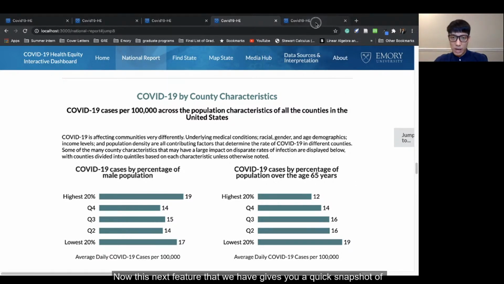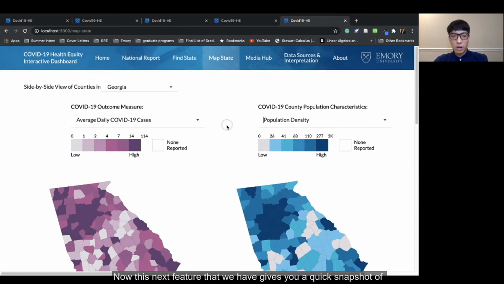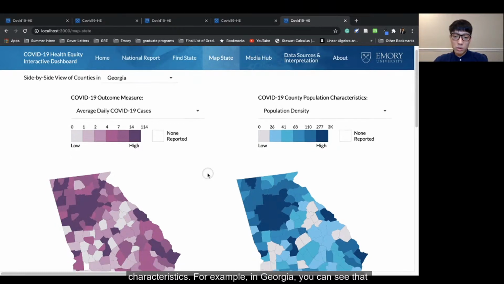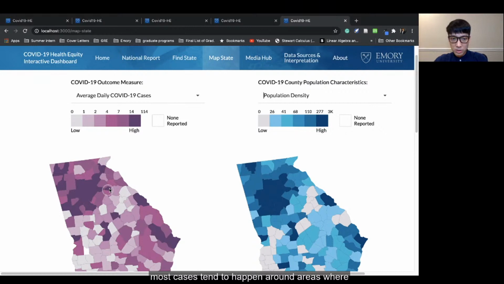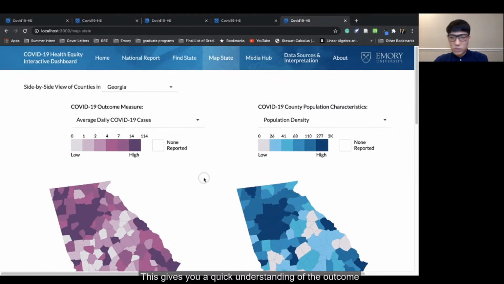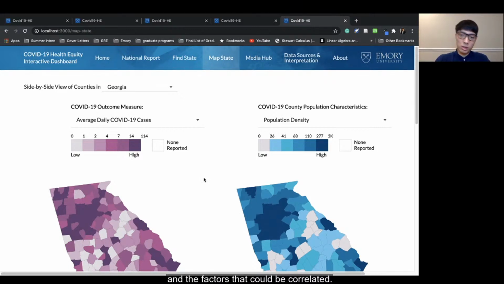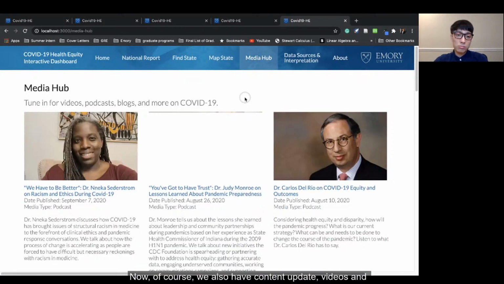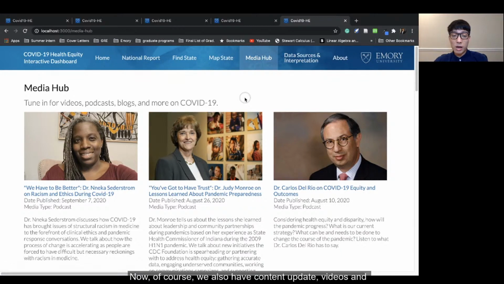Now, this next feature that we have gives you a quick snapshot of how certain outcome measures are related to certain population characteristics. So for example, in Georgia, you can see that most cases tend to happen around areas where the population is the most dense. So this gives you a quick understanding of the outcome and the factors that could be correlated to the outcome. Now, of course, we also have content updates through videos and podcasts, etc., from experts in the field centering around topics on health equity.